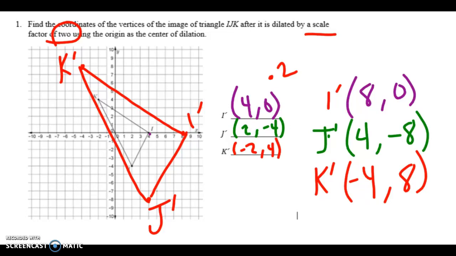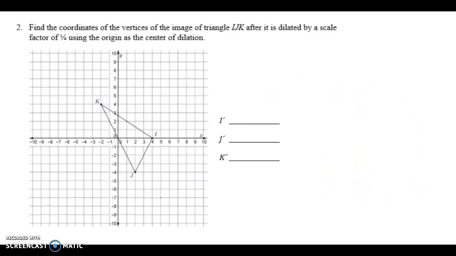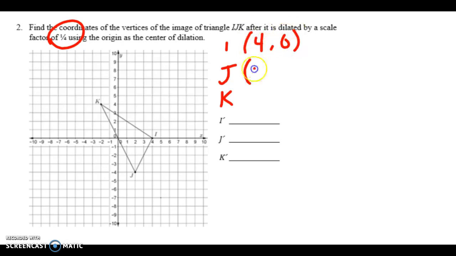Now we're going to do one in the opposite. We have IJK, and we're going to dilate this with a scale factor of 1/4. So the first thing we need is our original coordinates. So I, J, and K. So I is at 4, 0. J is at 2, -4. And K is at -2, 4.